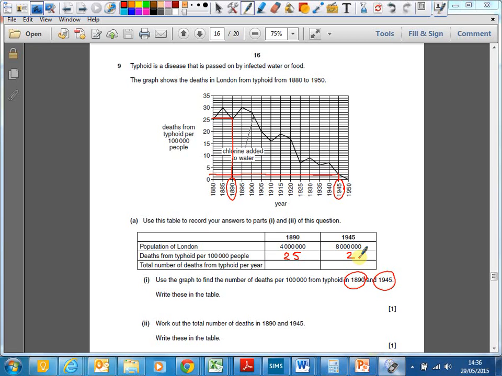Total number of deaths then from typhoid per year. Well, what you've got to remember here is that these are the number of deaths per 100,000. But 100,000 is not the population. If you had a population of 100,000, you would have 25 deaths. But we actually have a population of 4 million. So how many 100,000s are there in 4 million? And then times that number by 25. And you should come out with an answer of 1,000.